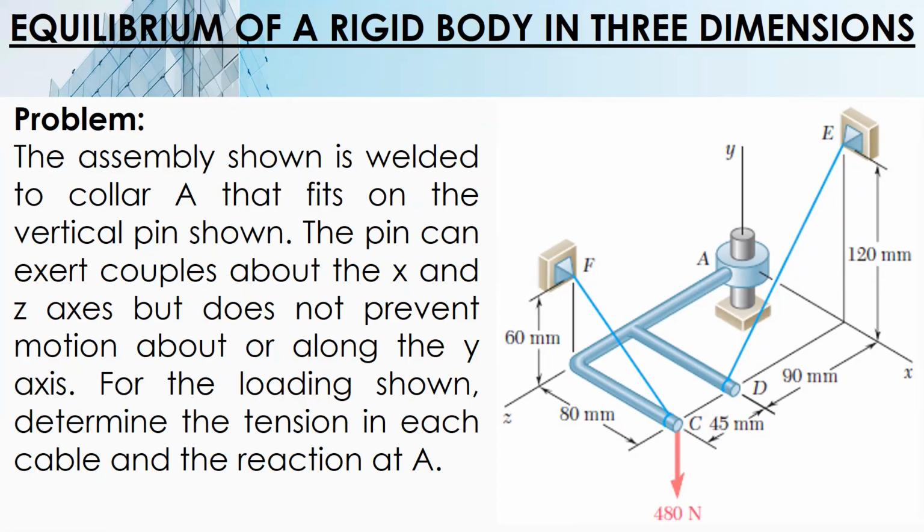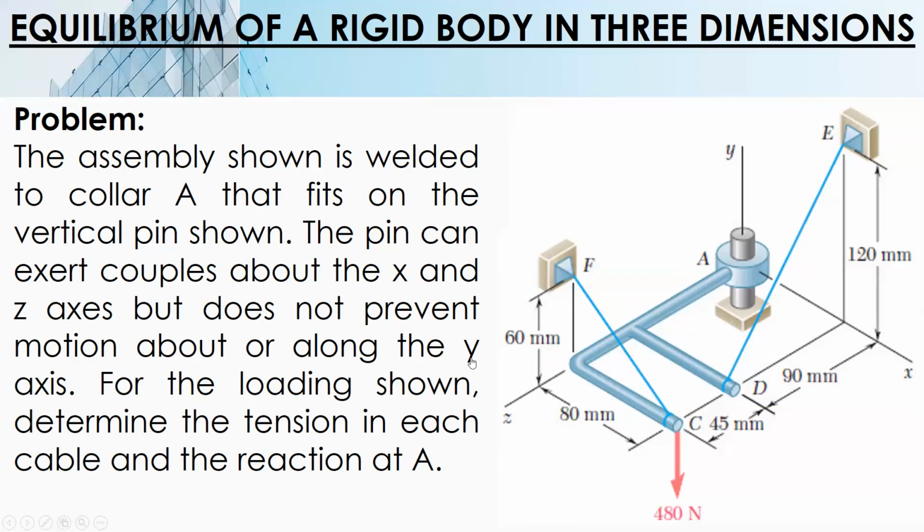And then this problem, the assembly shown is welded to collar A that fits on the vertical pin shown. The pin can exert couples about the X and Y axis, meaning it resists about X and Y. It exerts couple about X and Y. But it does not prevent, meaning free to move about or along the y-axis. About is moment, along is force. Does not prevent motion about the x-axis. Therefore, there is no resisting moment about x, because it is free to move about the x-axis.